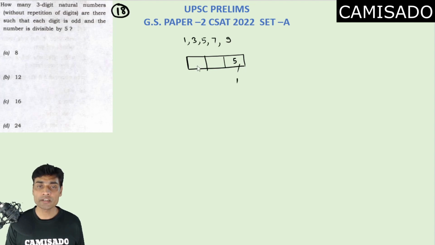Now the remaining 4 digits can be placed here, and 3 digits can be placed here. So the total number of possibilities is 3 into 4 into 1. Basically, 12 such numbers are possible which have odd digits as well as being divisible by 5. The correct option is B, 12.